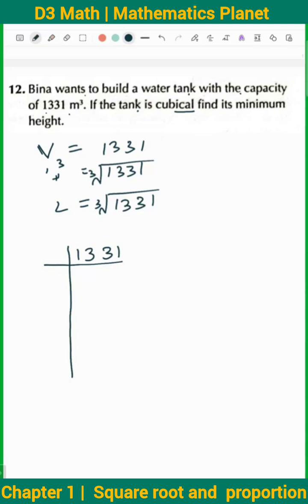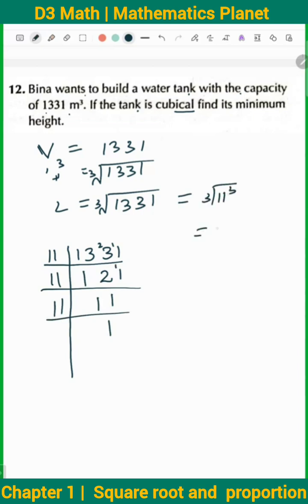Yes, very good. So this is 11 times 1 is 11. 11 times 2 is 22. And 1 is 11. 11 times 1 is 11. So the cube root would be 11. The minimum height would be 11.